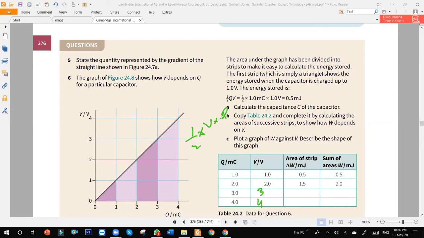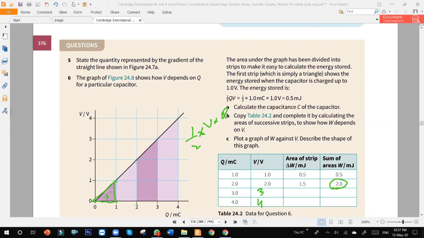That is 2 times 2. That is actually the sum of the area of strips, in millijoules. So that is 1.5. Okay, so this is the area of the strip, this strip, which is half. 1 times 1 divided by 2 is 0.5.